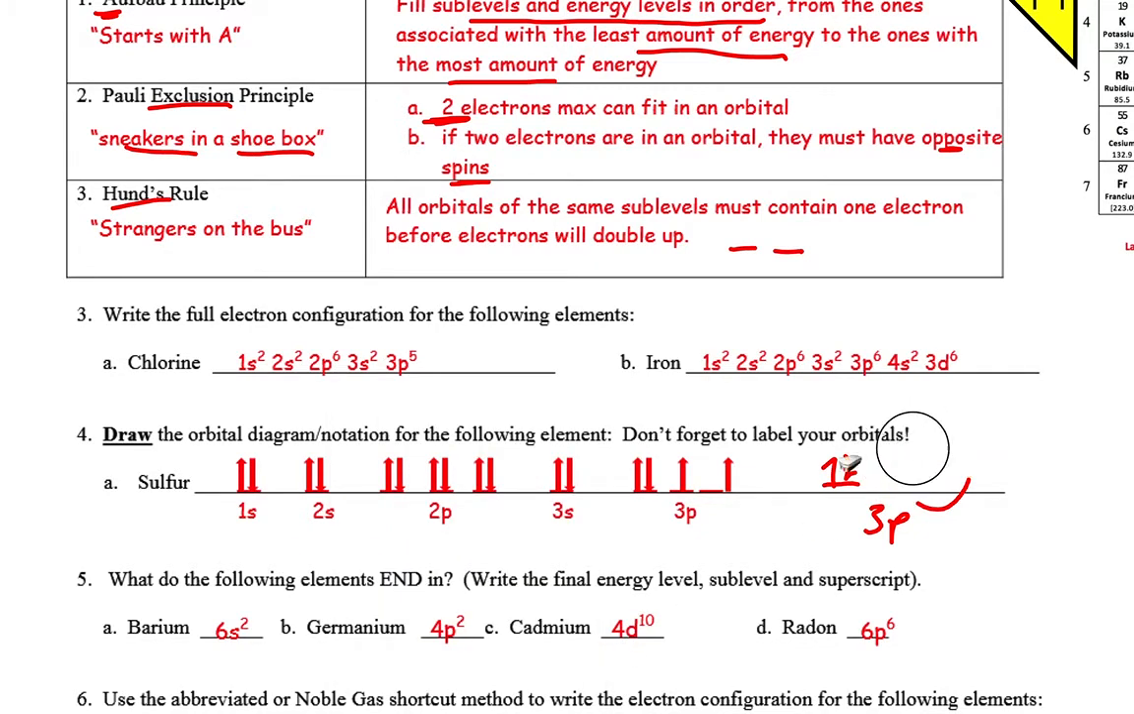All right. Okay, so electron configurations. Just take a look at these. Make sure that you know when the D section pops in.